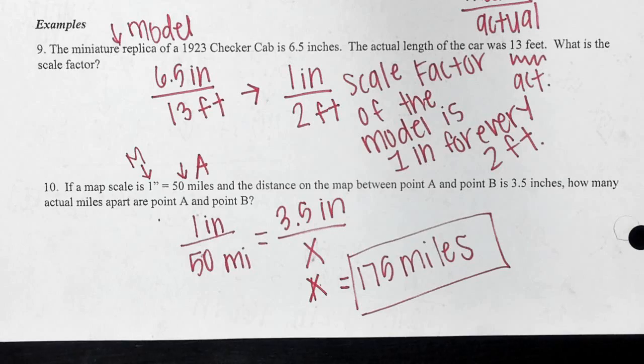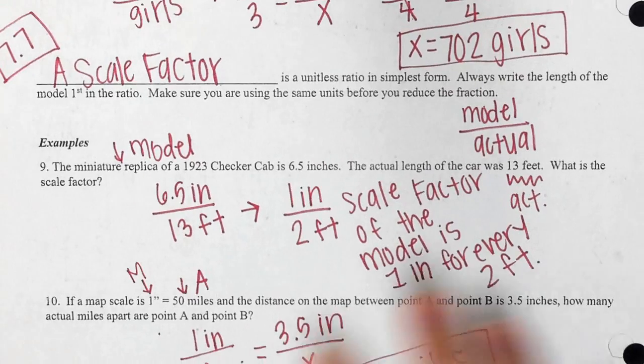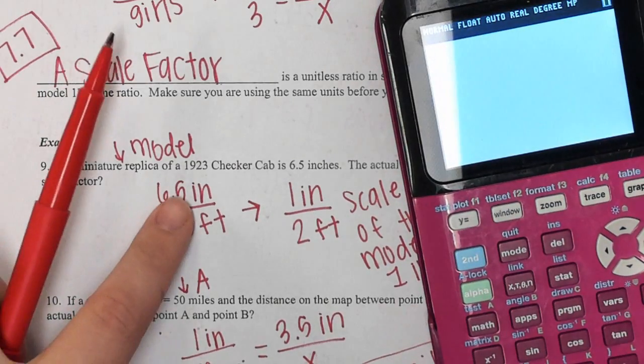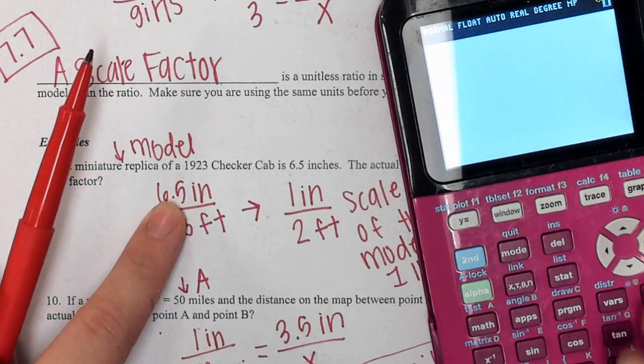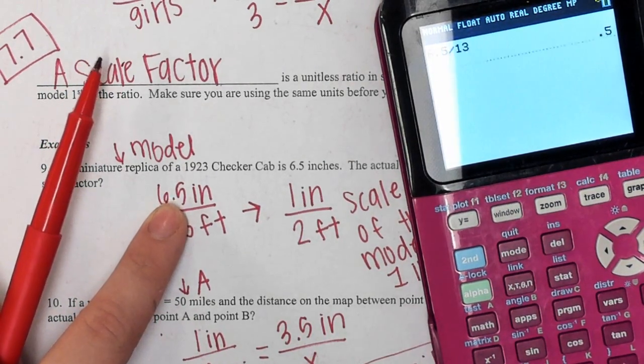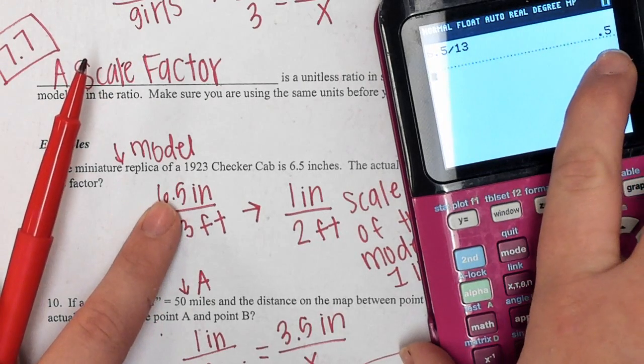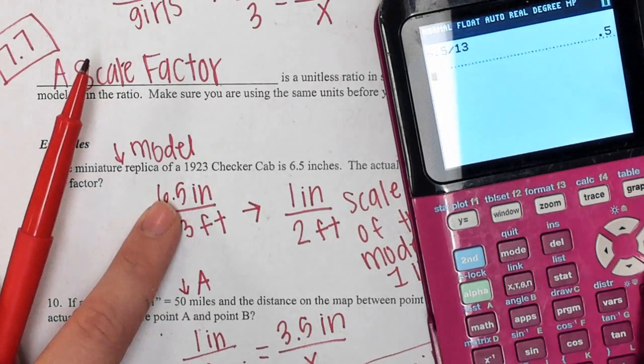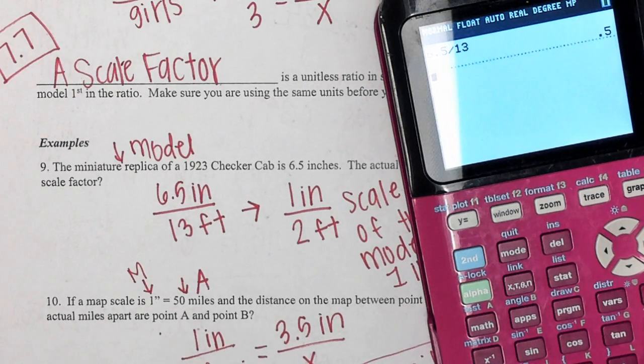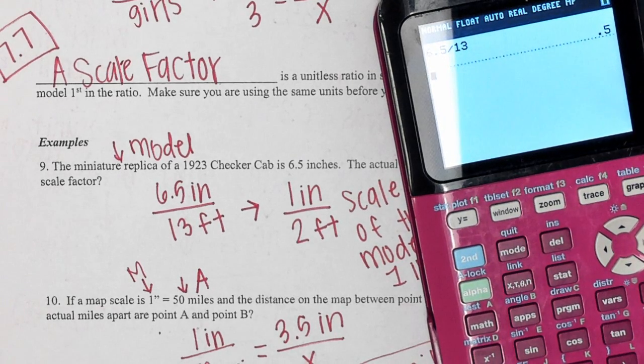Wait, Michigan, I still don't get how you got the 2 feet. I just took the calculator and did 6.5 divided by 13, and I get 0.5, which is the same thing as 1/2. So if it was 2 inches for every 4 feet, I could reduce that to 1/2. If it was 6/9, I could reduce that to 2/3.